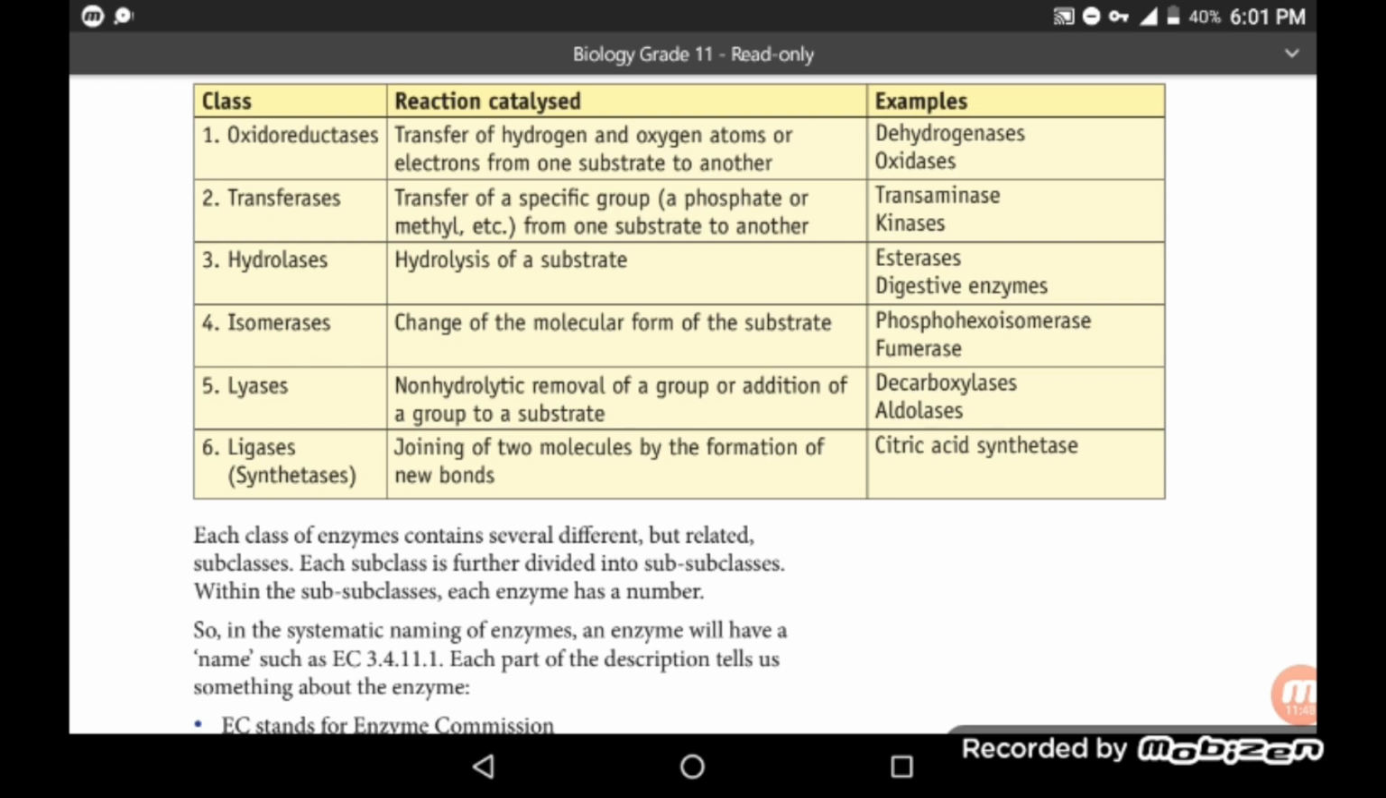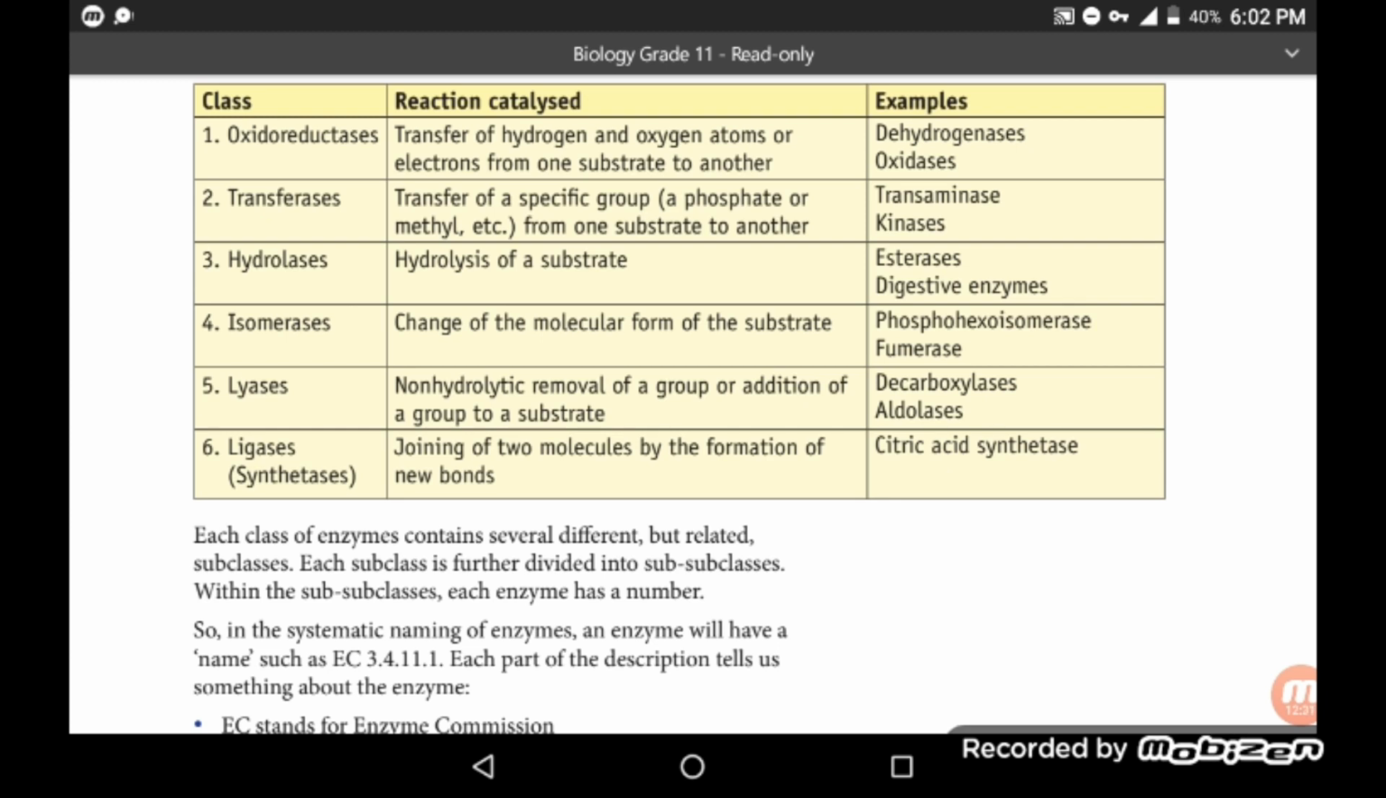Class two is transferase, or transfer. Transferases move a specific group, which can be a phosphate or methyl group. As we know, the phosphate group is found in nucleotides and nucleic acids, and that group is transferred from one substrate to another substrate. Examples are kinase and transaminase enzymes.